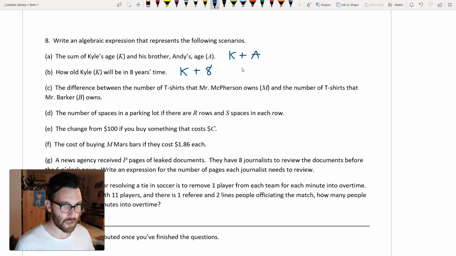Difference between the number of shirts that Mr. McPherson owns and the number of t-shirts that Mr. Barker owns. For that, we want M take away B. Who has the most shirts? I don't know. I reckon it'd be pretty close.